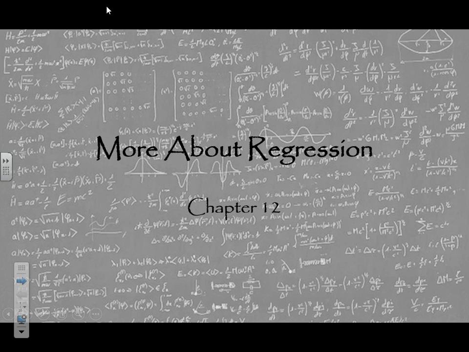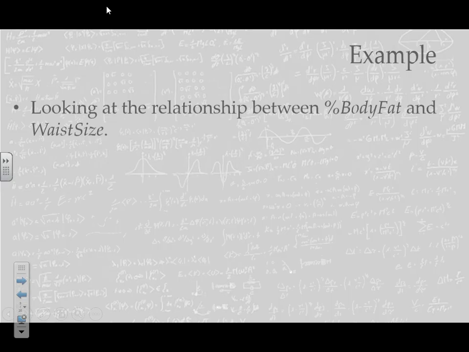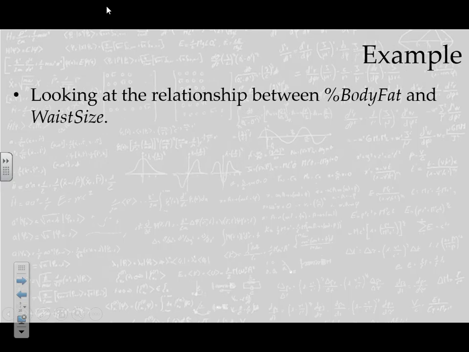Estimate the data. So, in section 12.1, we're going to talk about the inference for linear regression. It's kind of like what we did before with proportions and means, but now we're going to be doing the inference for the slope of our regression line. So what do we expect the slope to be? Is there an actual linear relationship between two variables?